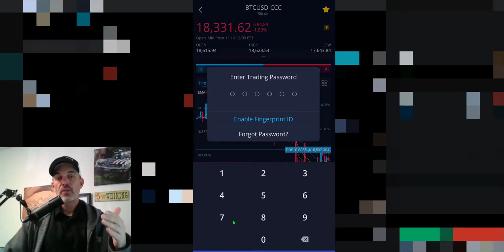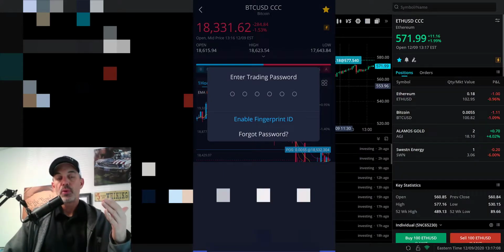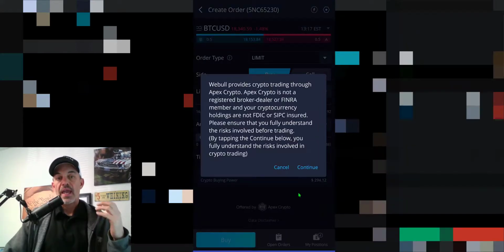So if we go ahead and click on the trade button, I need to put in my PIN code, which I'm not going to show you, so I'll cut that out. And it will give you a message letting you know that Apex Crypto is actually the one who is going to be the broker dealer. And again, like I mentioned, they hold the keys. They're really the ones who are going to hold your cryptocurrency. You don't own it. You can't transfer it. You can't send it to a wallet. It is in their possession. And so you'll need to click continue.